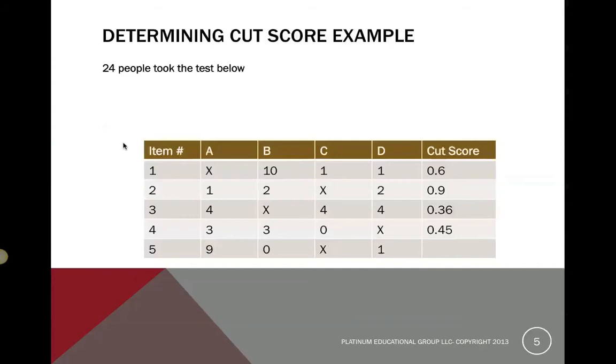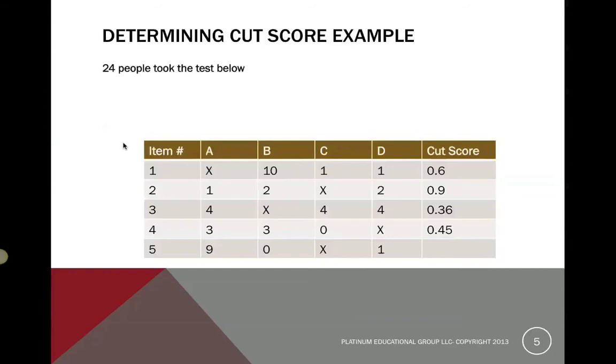On number 2, C is the correct answer. 1, less than 10%, picked A. 2 for B, again less than 10%. And 2 for D, again less than 10%. So though we have 5 people who missed this question out of the 24, their distribution is such that it made none of the other choices good wrong answers. So there are no good wrong answers, so this item would be cut at a 0.9.